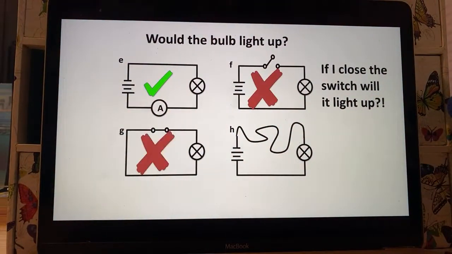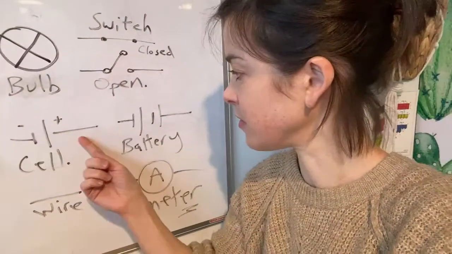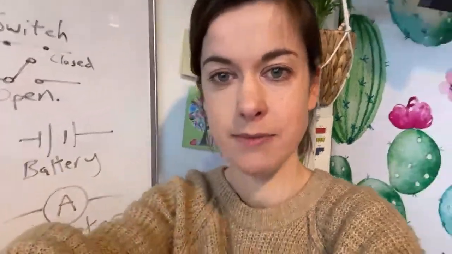G, no, because it's got no battery attached. And H, yeah, that's fine. It's just not a very well drawn diagram, but obviously current can flow through wiggly wires. It does all the time. But if you're drawing a circuit diagram, do make sure that you always have straight line wires.